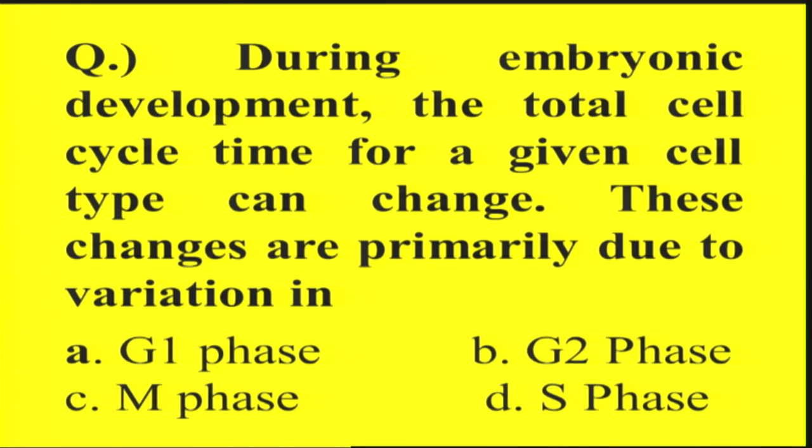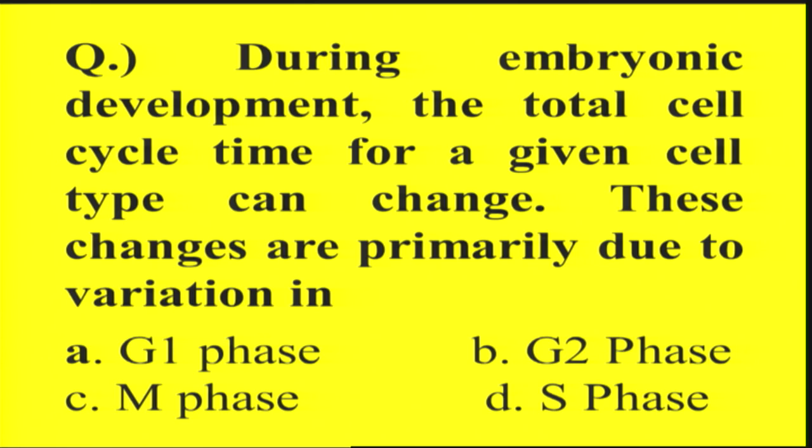That is the time required by a cell to complete its cell cycle. So the time period from when a cell starts its division to when it completes the division is known as cell cycle time or generation time. For different species it is particular.